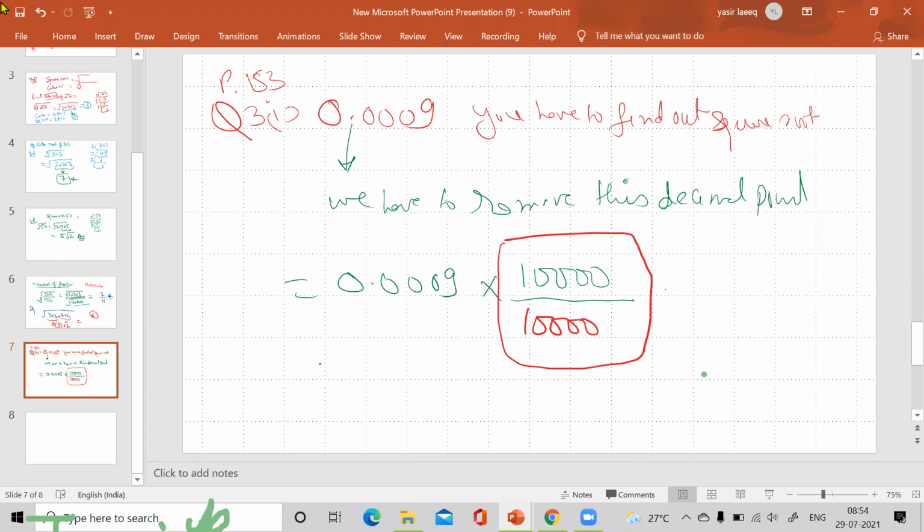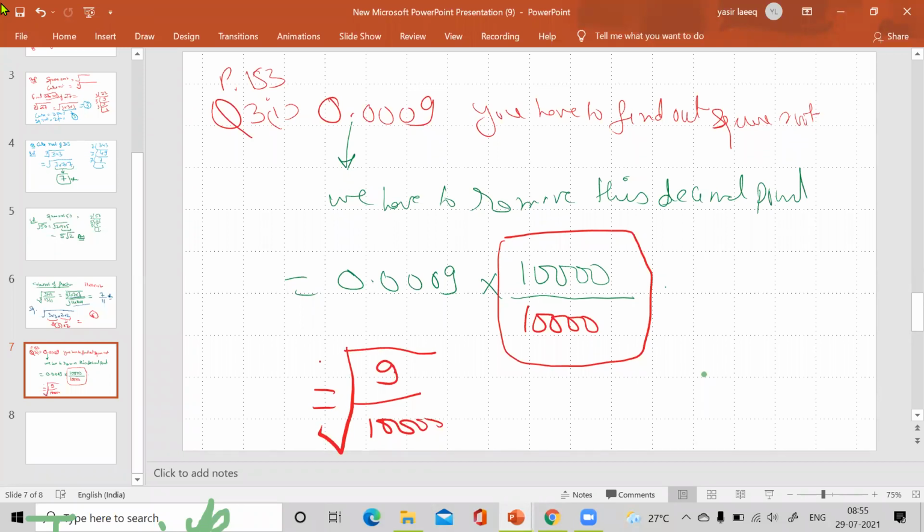If you are multiplying or dividing, you have to multiply and divide with the same number in order to remove the decimal point. So when you multiply it, you will get 9 in the numerator, and the denominator is 4 zeros. As we are finding the square root, we put the square root here. Is it clear?